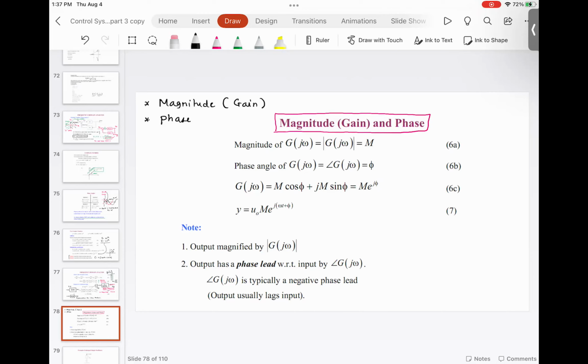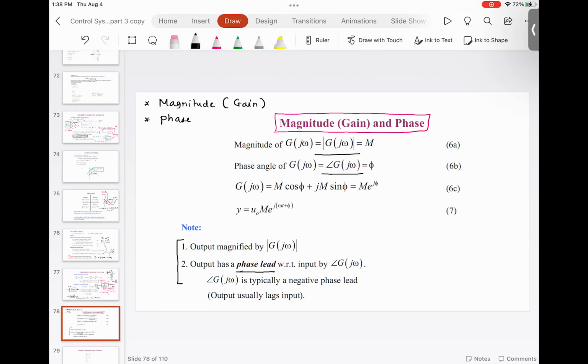In analysis, from complex number algebra, you can find that the magnitude is nothing but the absolute value of the transfer function, and the phase angle is nothing but, once you find the real and imaginary parts, you can take the tan inverse of it, and then you can find out what the phase is. Now, please note, typically there is magnification, which means the output is greater than the input. And phase typically is leading, just like what I said about cos.